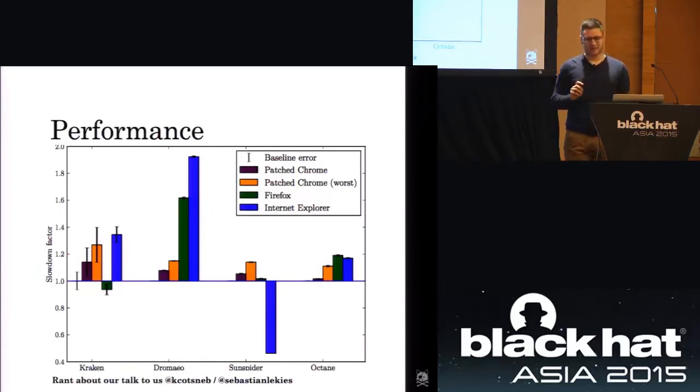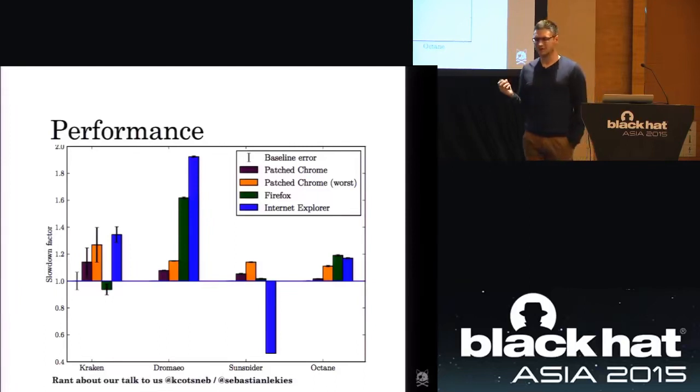What you will notice is that we have 2 different versions for our patched Chrome here. One is called patched Chrome, and the other one is called patched Chrome worst. This is due to the fact that if you think of a benchmarking suite, they will typically use strings, they will use integers, and so on and so forth, but they won't use tainted strings, right?